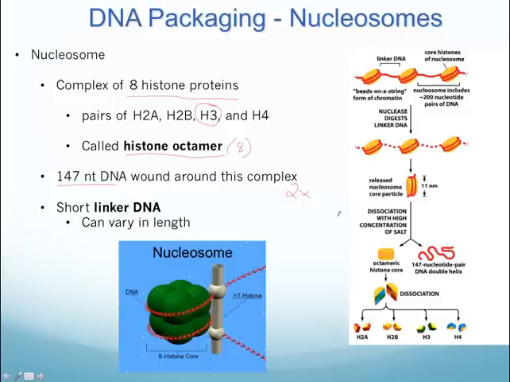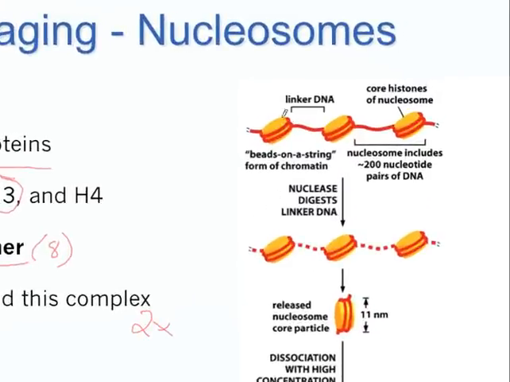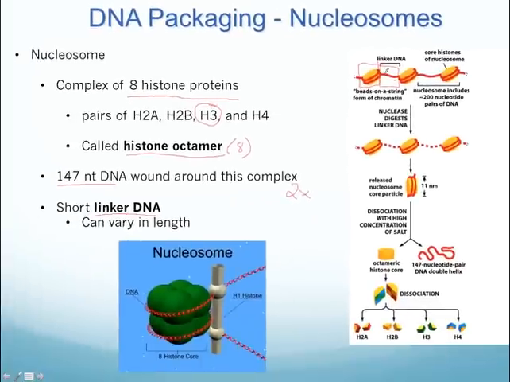And then the last part of the nucleosome is a short linker DNA. If you look up here at this structure, here's our nucleosome, and then here's our linker DNA. It's a very short piece of DNA that links nucleosomes together. And so again, this is the fundamental structure of chromatin, which is the complex of DNA wrapped around histone proteins.